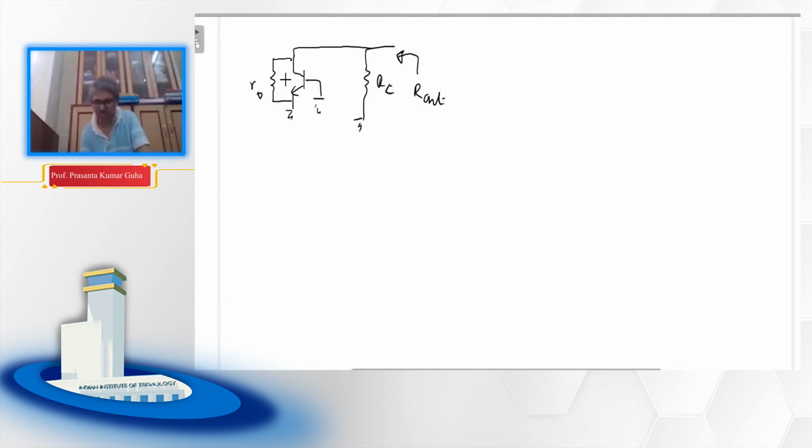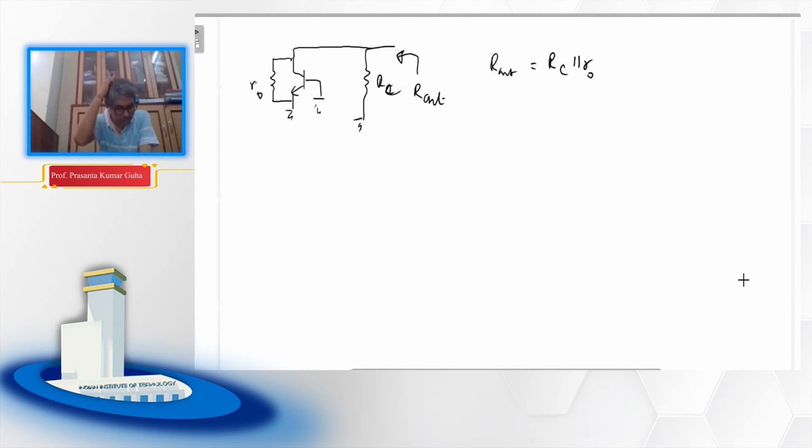But here I'm just not doing that. It is very straightforward. R out will be RC parallel R naught. You see from the drawing, RC is here and it is parallel to R naught, because one side of R naught is grounded, so they are effectively parallel. So we can straight away write it is RC parallel R naught as far as the output impedance is concerned. So output impedance is the same for the CE stage and CB stage. Gain is also the same in magnitude. The only difference is here the input impedance is lower.